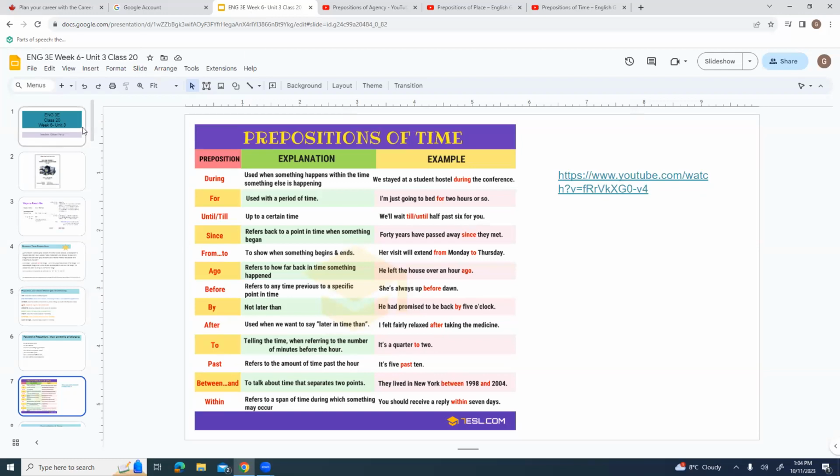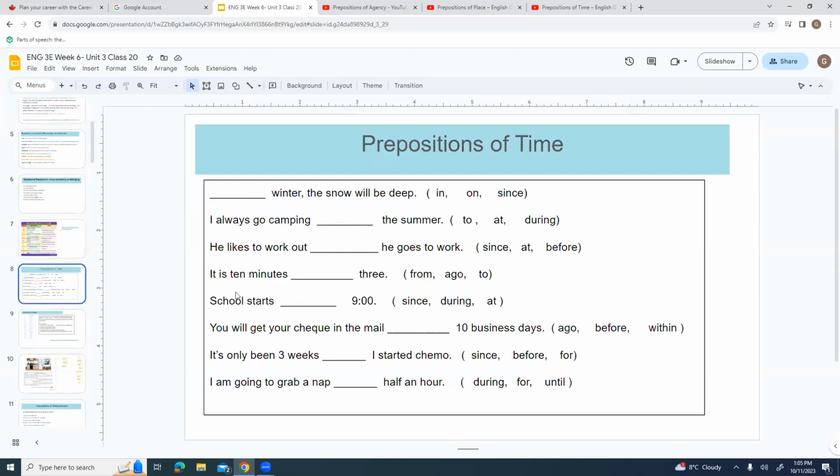Prepositions of time. So we're done with prepositions of time, and we will go on to the next one. Oh, okay. So prepositions of time. I've got some examples here. Let me pull that down.